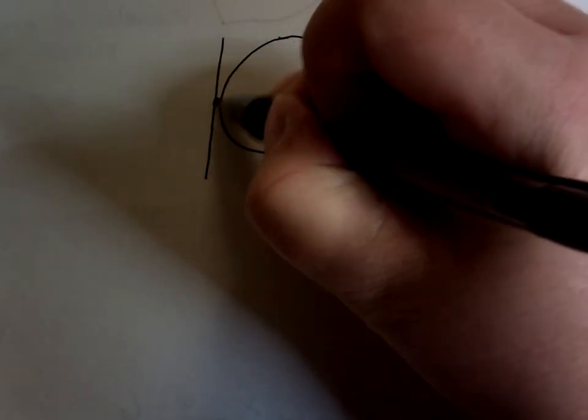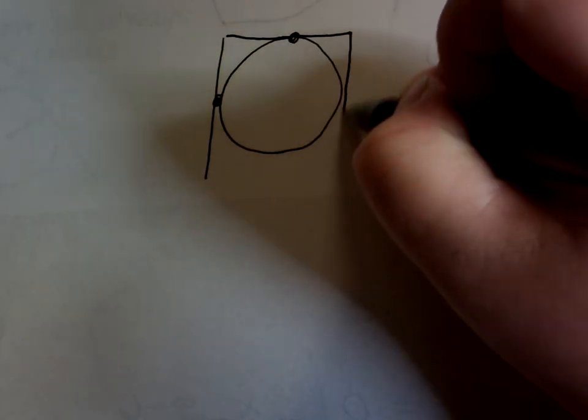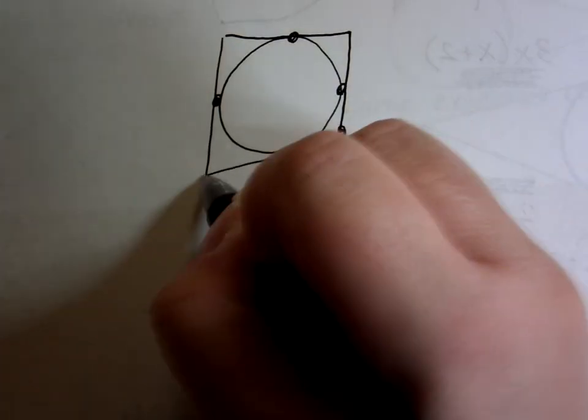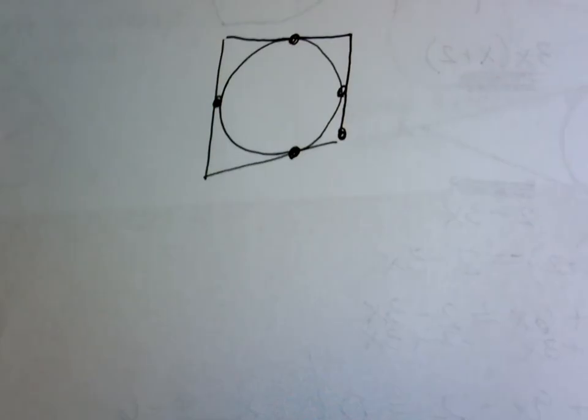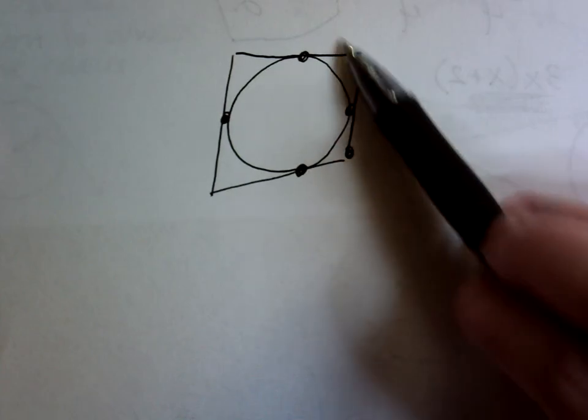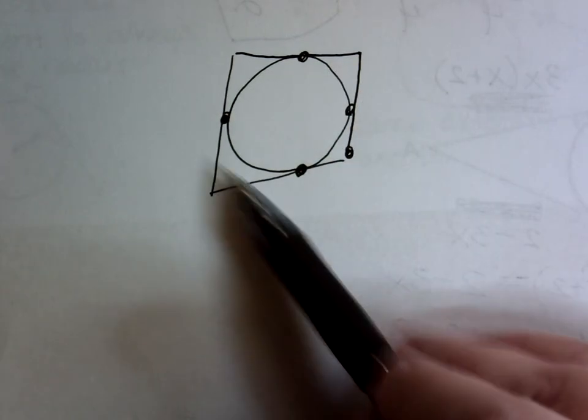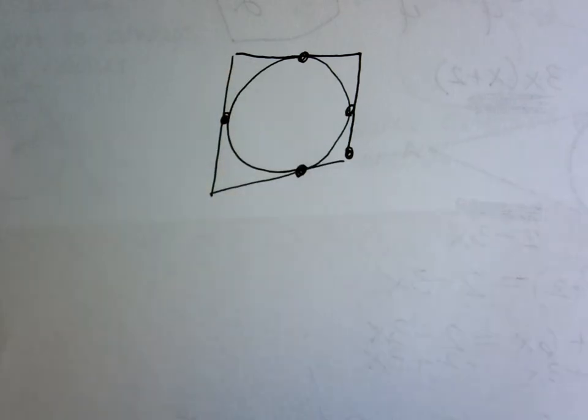This would happen if I took any type of polygon. Let's pretend that touches, and put it around my circle. Okay, these two segments would be the same, these two segments would be the same, these two the same, and these two the same. And that's about it for this.